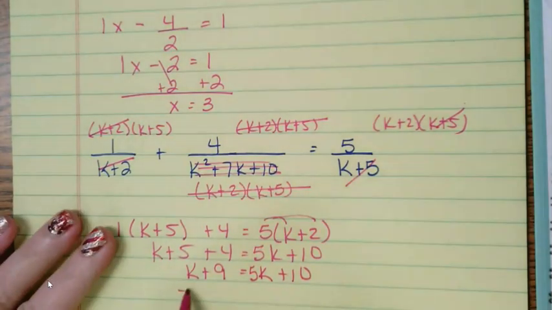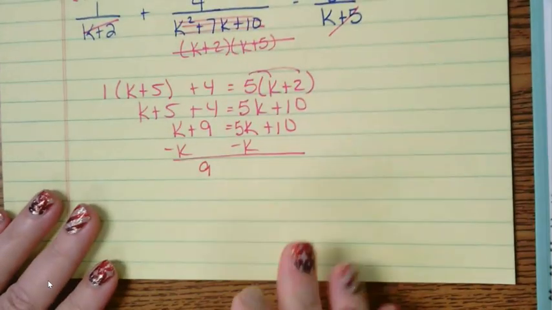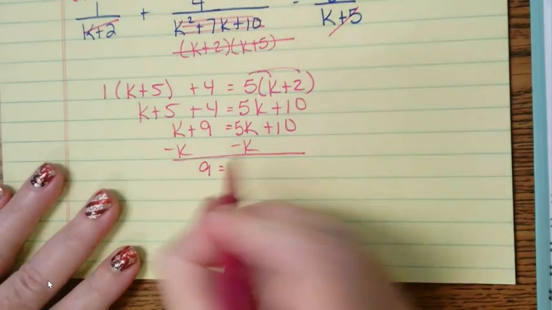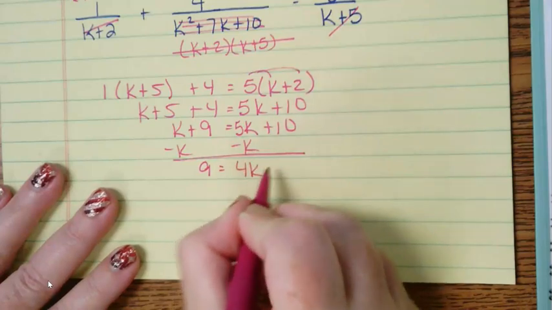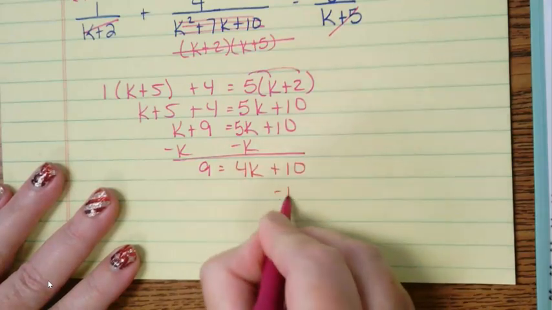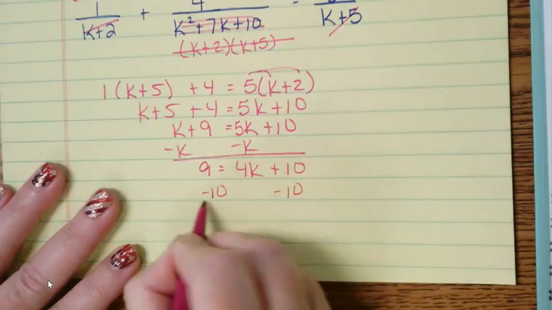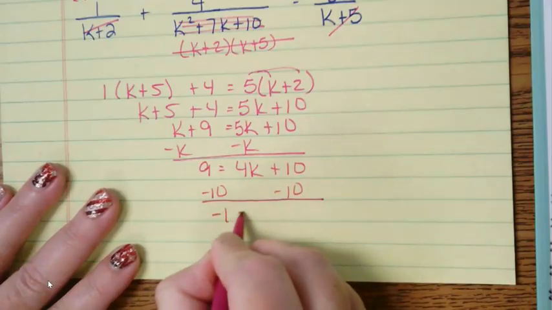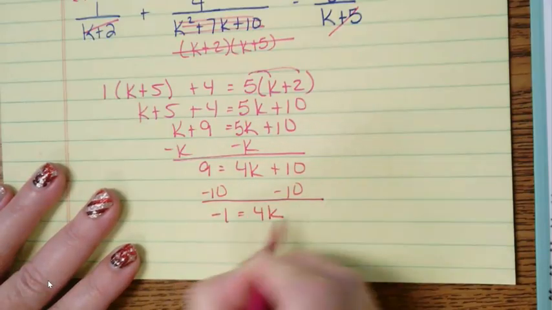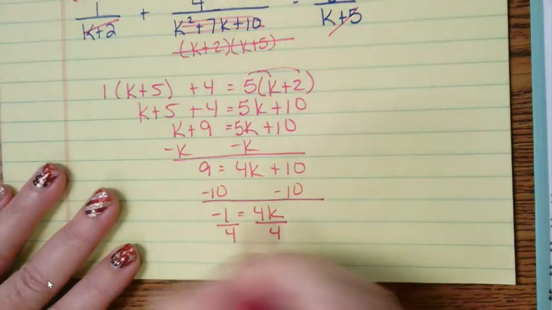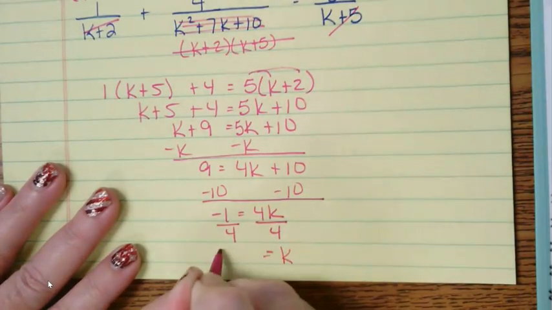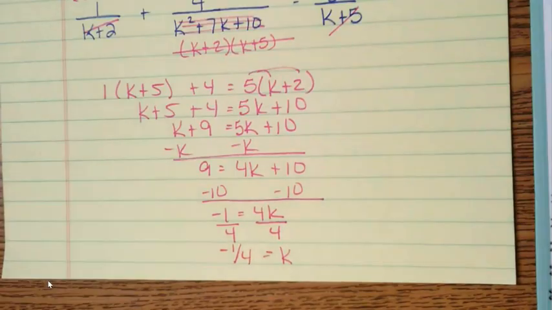So I'm going to subtract my k over here. So 9 equals 4k plus 10. Subtract 10. And we get negative 1 equals 4k. Divide by 4, divide by 4. So k equals negative 1/4. Okay, kind of fun there.